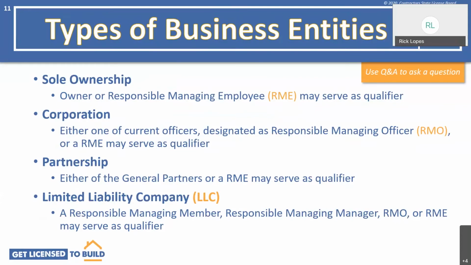About 32% of the licensees in California are corporations. A distant third is a partnership, where either of the general partners or a responsible managing employee may serve as the qualifier. That's about 2% of our licensees. Finally, there is a limited liability company, or LLC, where a responsible managing member, responsible managing manager, responsible managing officer, or a responsible managing employee may serve as the qualifier. Only about 1.5% of California construction companies are LLCs.